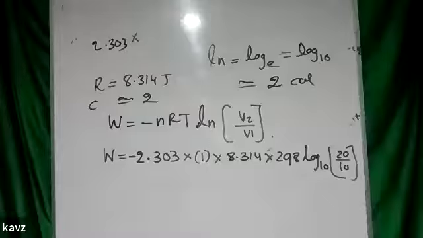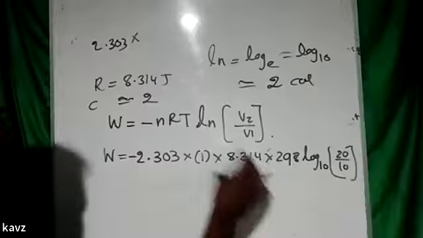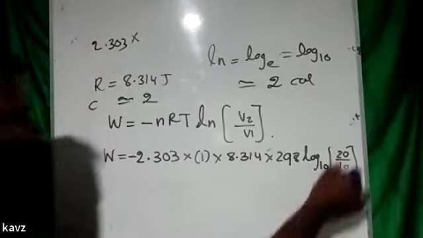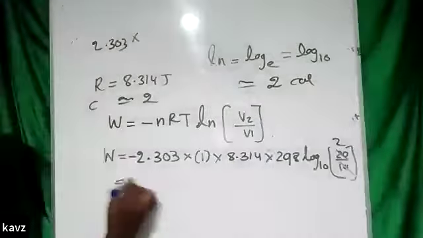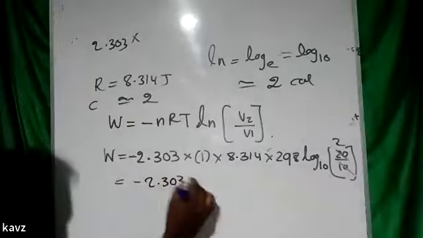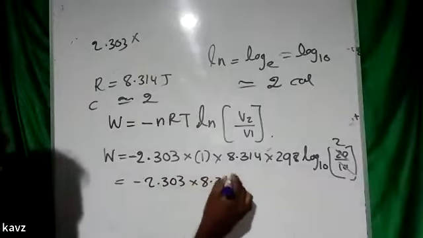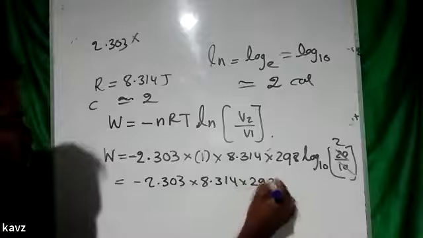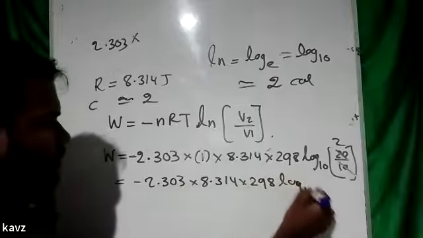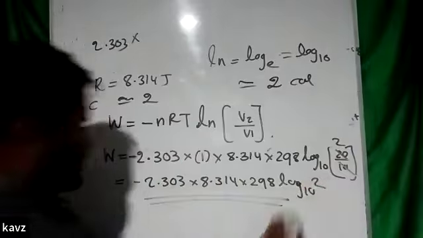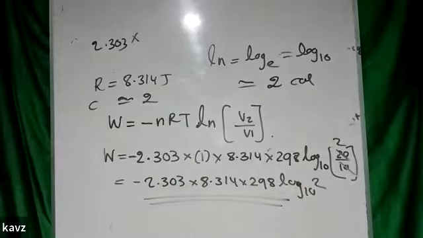So in this part we are dealing with joules, so we have to use 8.314, which comes to... this is the final answer. I don't know what the answer is. This is how it comes.